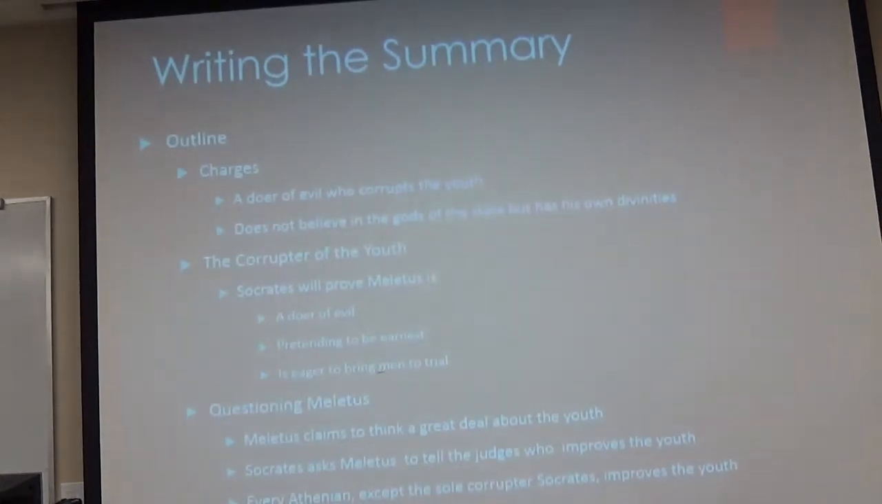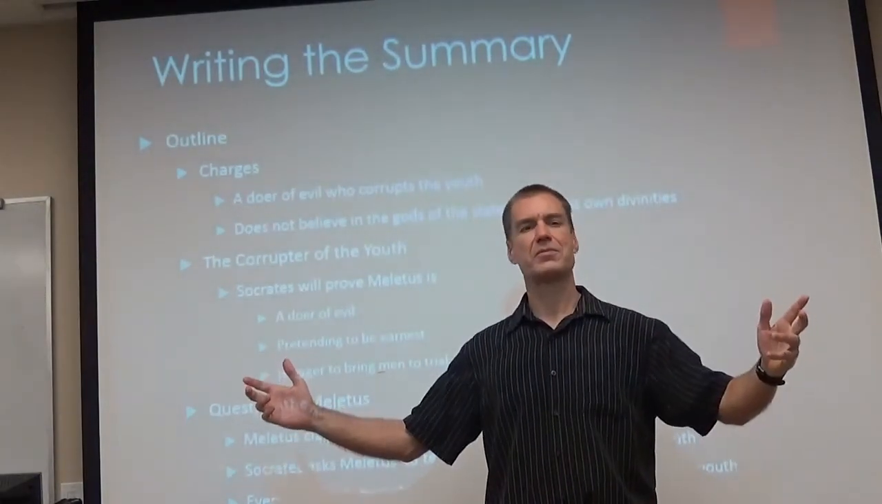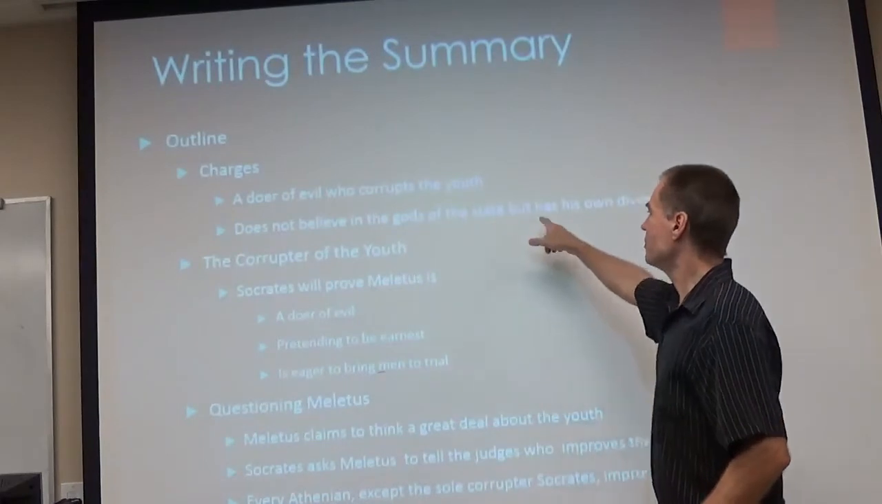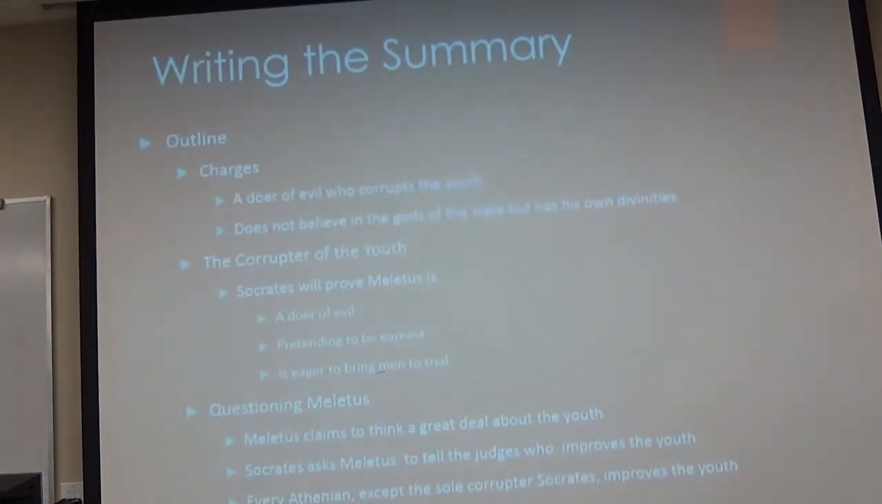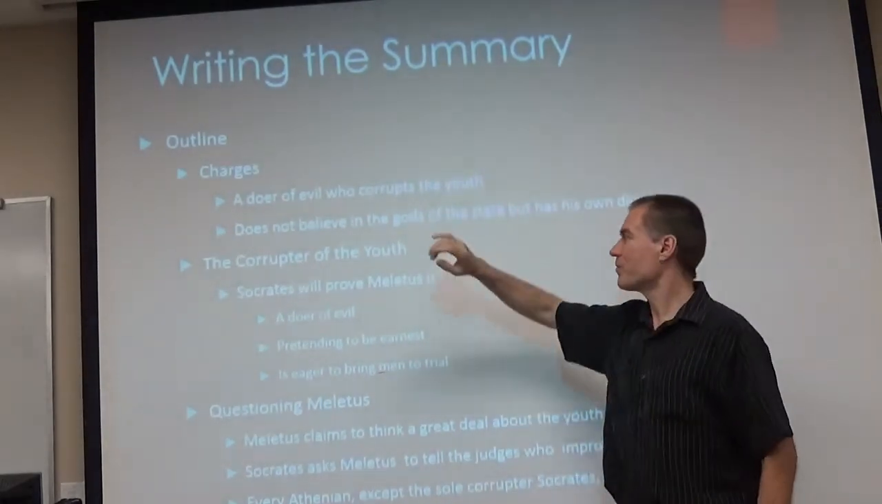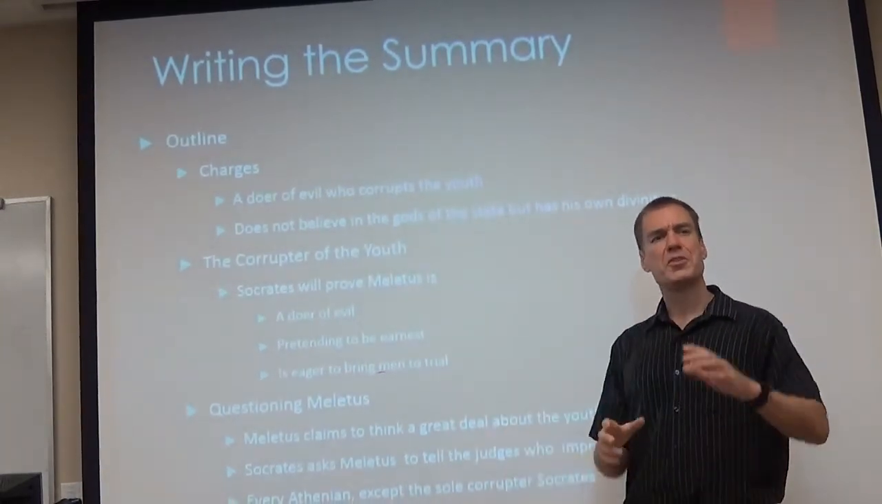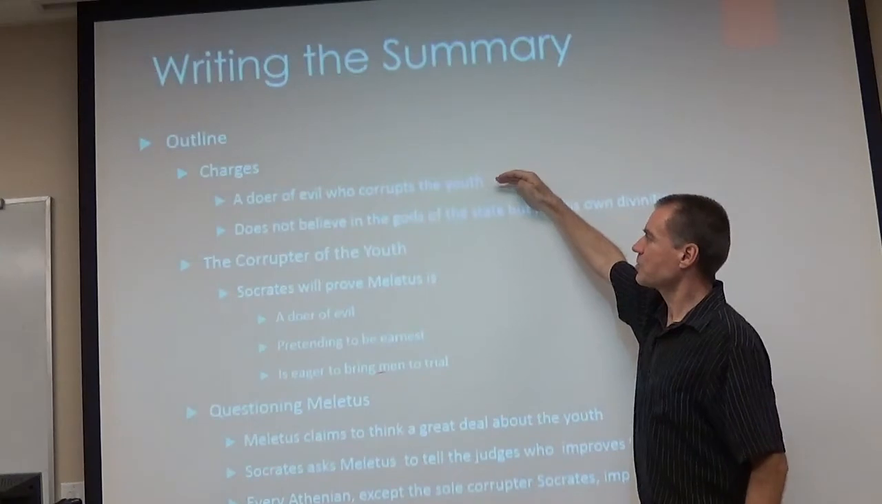Well, first thing is this. What's going on? Well, Socrates has been charged with two main charges in this part of the Apology. Charge one is that he is a doer of evil who corrupts the youth. Charge two is that he does not believe in the gods of the state, but in his own divinities. Now for the paper, this is very important, even though you'll mention this in the summary, the paper only focuses on charge one. He does address the other in the Apology, but the paper is pretty narrowly focused. The concern is just with charge one.